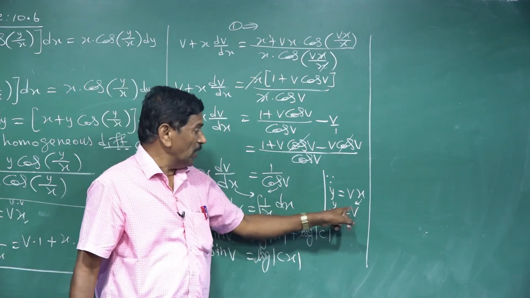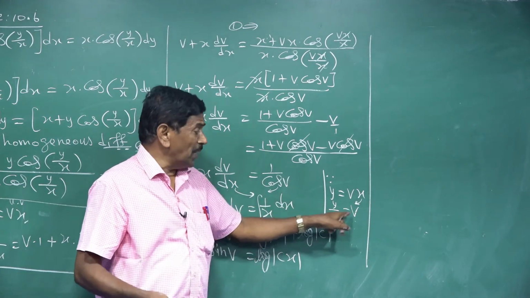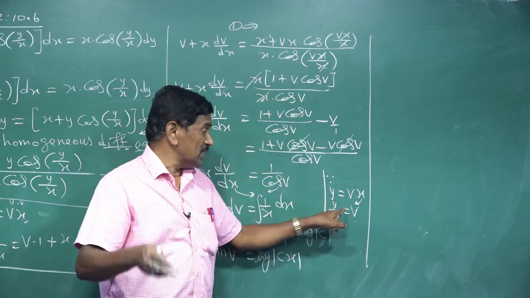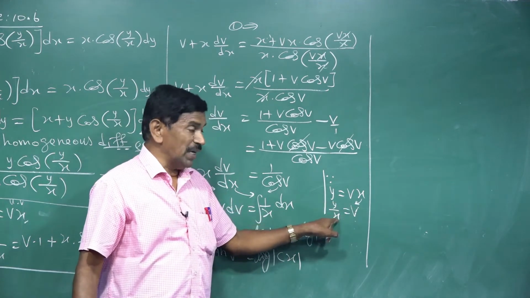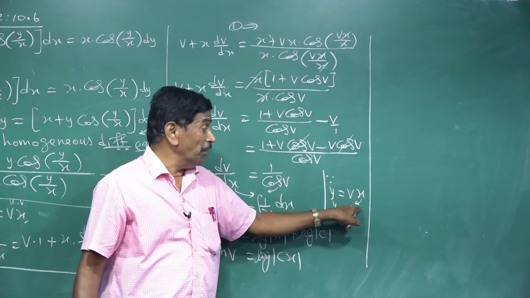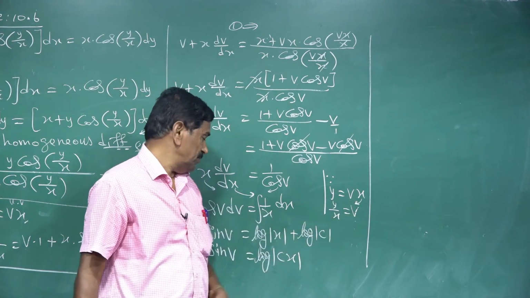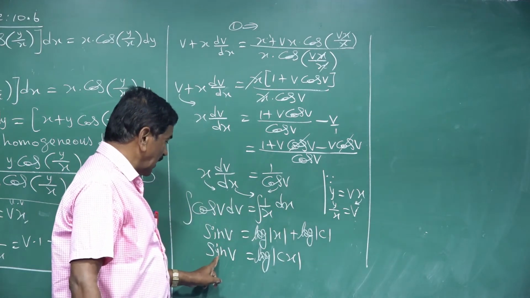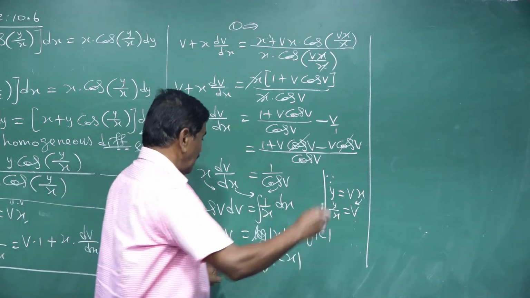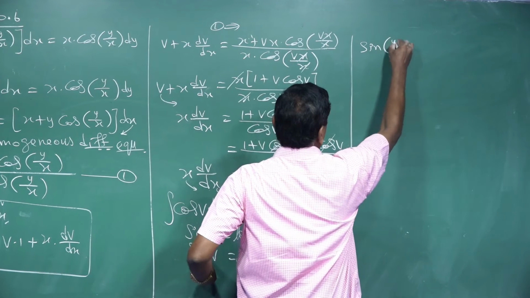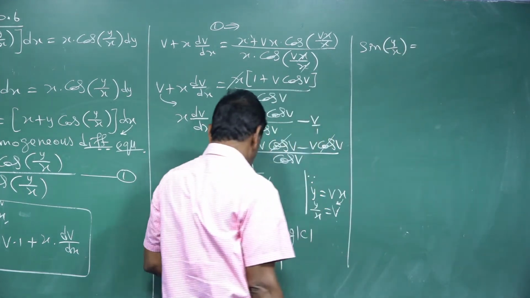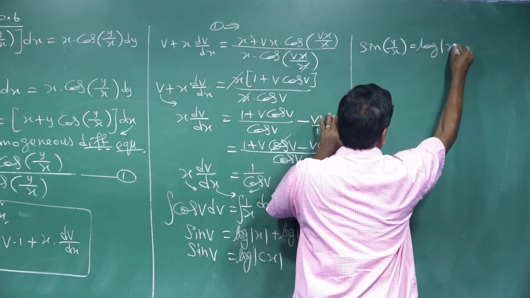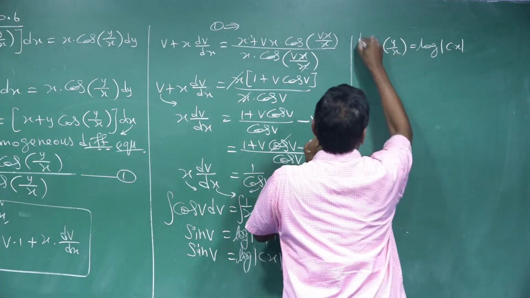So put v is equal to y by x. Sometimes v square means v square equal to y square by x square. Sometimes v cube means y cube by x cube. So v equal to y by x, v square equal to y square by x square, v cube is equal to y cube by x cube, likewise. Now put v is equal to y by x in the last step. That means sine inverse of y by x is equal to log modulus cx, which is the required answer.